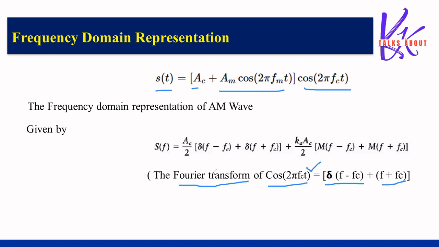So to convert a time domain equation into a frequency domain equation, we use the Fourier transform. When you apply the Fourier transform to the above time domain equation, then S of f is equal to Ac by 2 into delta of f minus fc plus delta of f plus fc, plus Ka Ac by 2 into M of f minus fc plus M of f plus fc. This is the frequency domain representation equation.